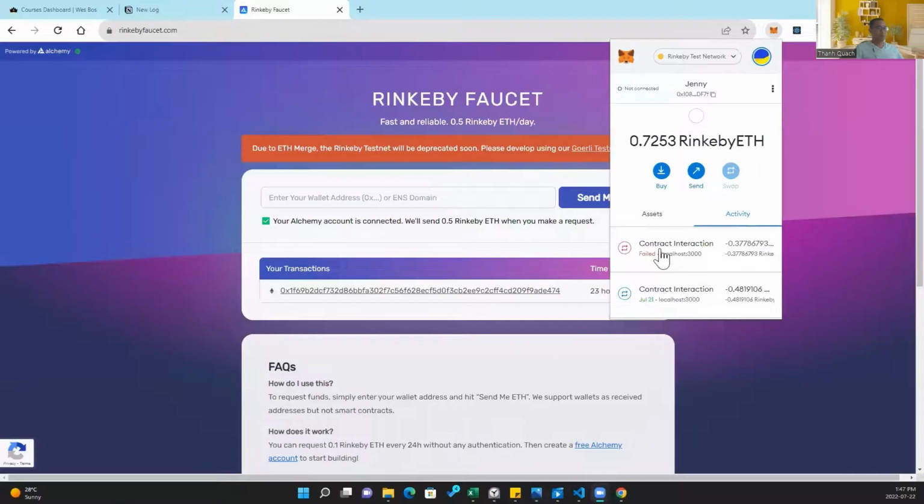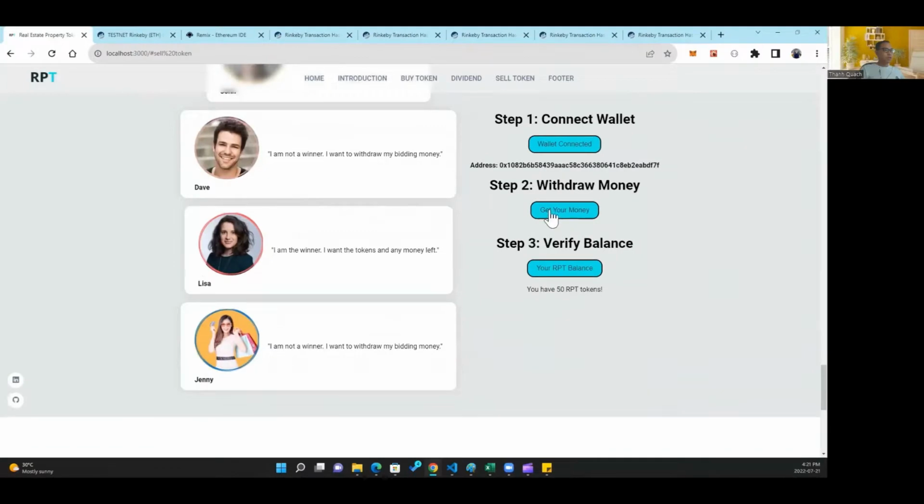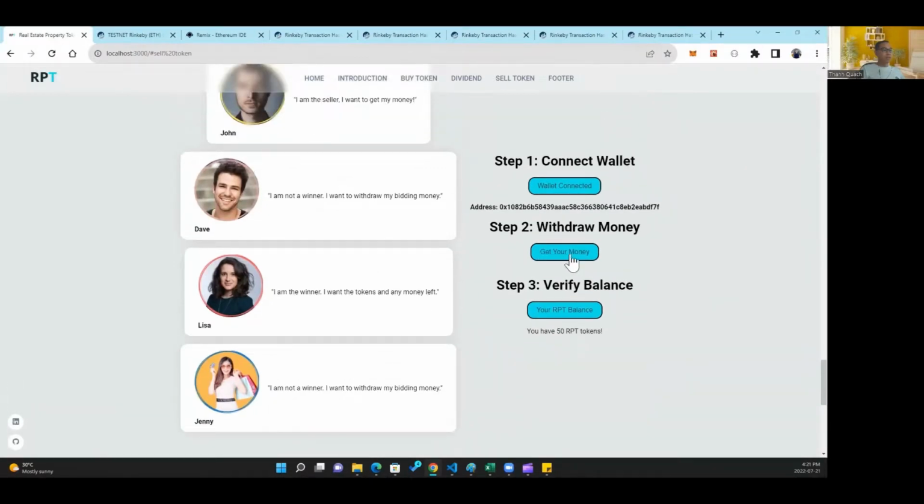So this is the proof that the bid that Jenny sent into the auction had failed. 0.0377, and the reason is because I am a bit slow. I need to wait for MetaMask to confirm the transaction, so that's why I sent it late. So Jenny sent this transaction to the smart contract after the auction ended. This is a good thing because it shows us that the smart contract is working. It will not accept any bid once the auction has ended. That's why her bid isn't submitted, and that's why she doesn't get any money back.